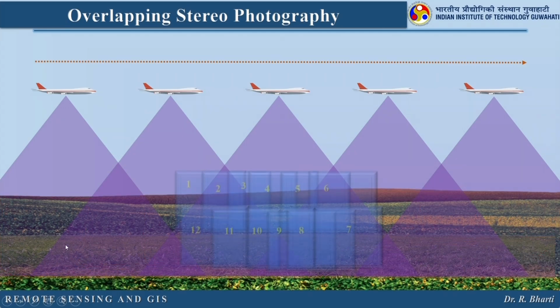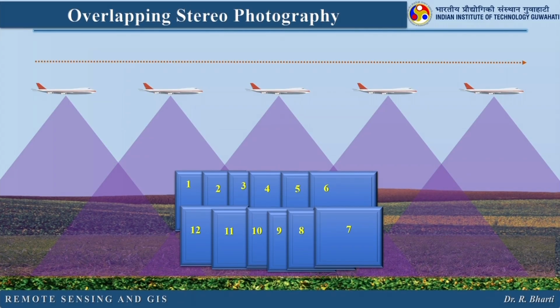So it will appear something like this. You will have all the images with some overlap, and then you can call it overlapping stereo photographs. So why do we need this overlapping stereo photograph? This is required for 3D viewing.